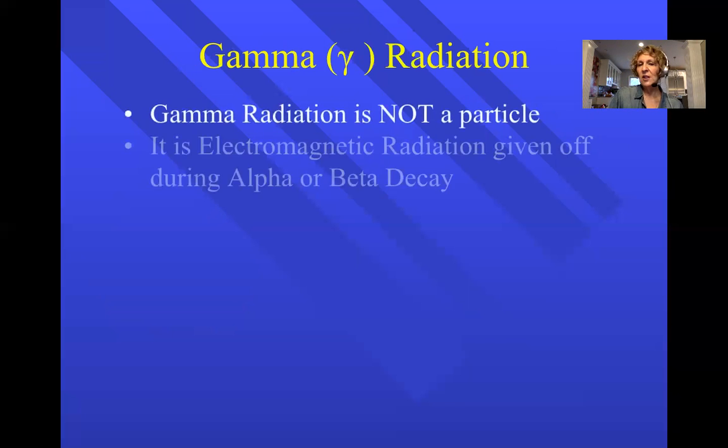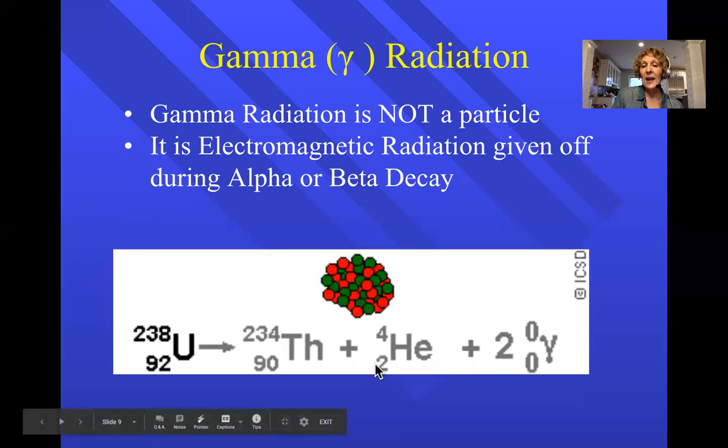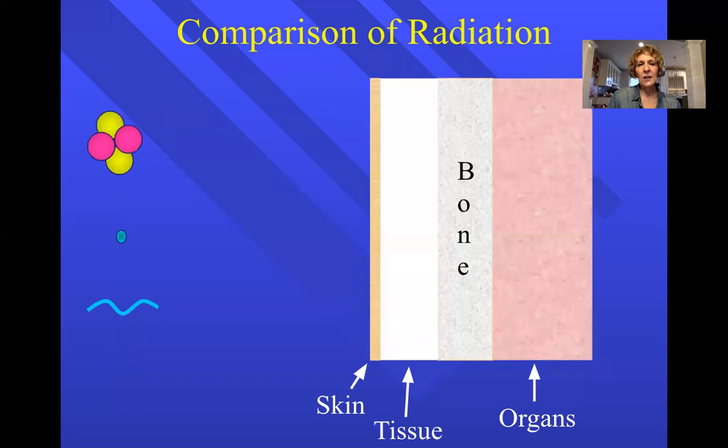In gamma radiation, as I said, it is not a particle. It's actually electromagnetic radiation, a wave of energy that's given off either during alpha or beta decay. A lot of times in these radioactive decays, here I have uranium-238 being decayed into thorium, it gives off an alpha particle and also some gamma radiation. So a lot of times we'll see gamma radiation as an additional type of radiation in decay.